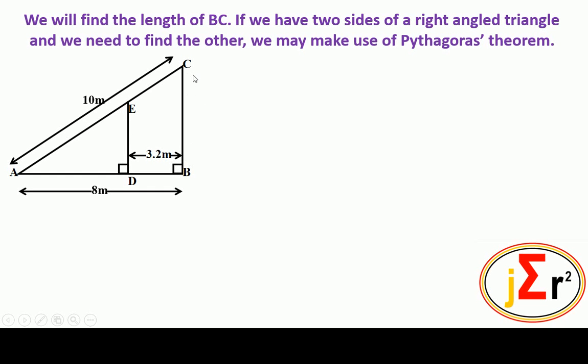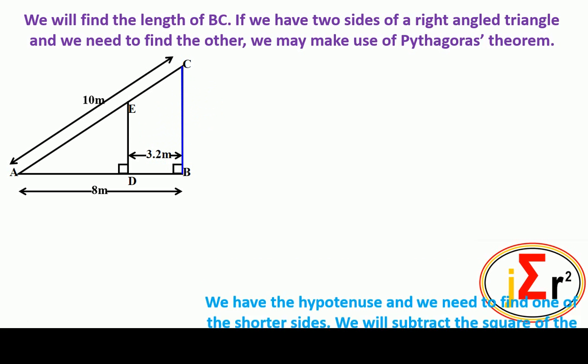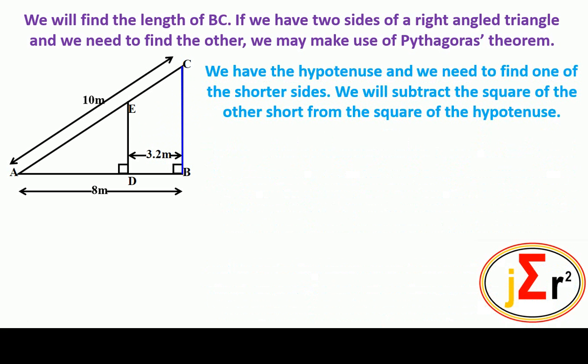BC is also in a right-angled triangle. And in this right-angled triangle, the other two sides are known. BC is what we are about to find, and we are making use of the other two sides of this right-angled triangle. We have the hypotenuse, and we need to find one of the shorter sides. We will subtract the square of the other short side from the square of the hypotenuse, and of course we take the square root of the entire result.